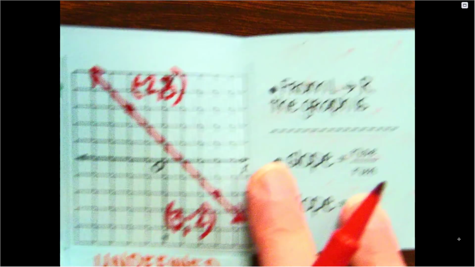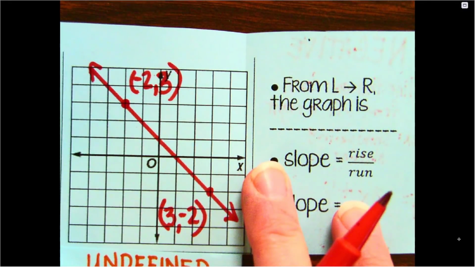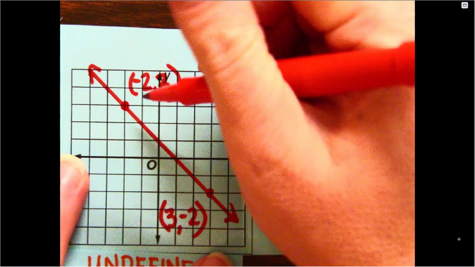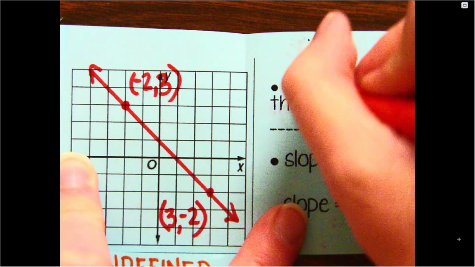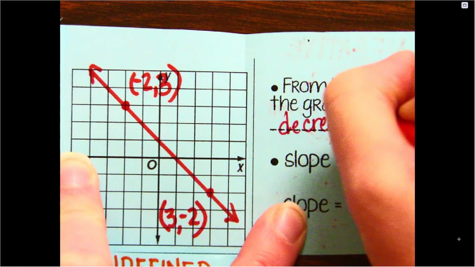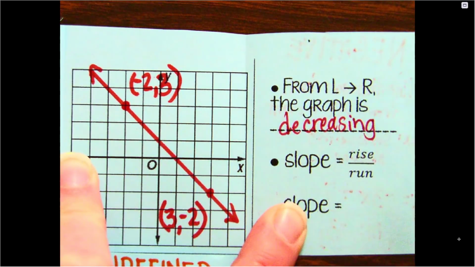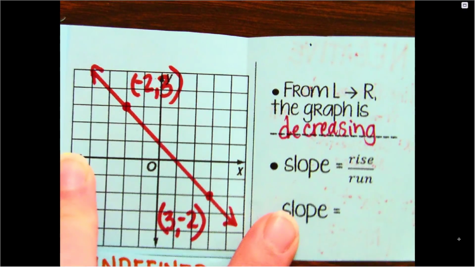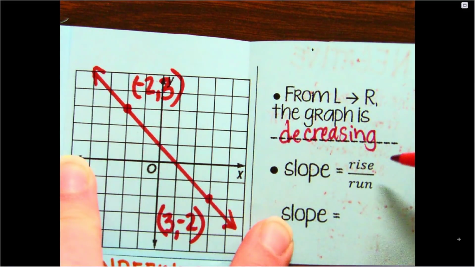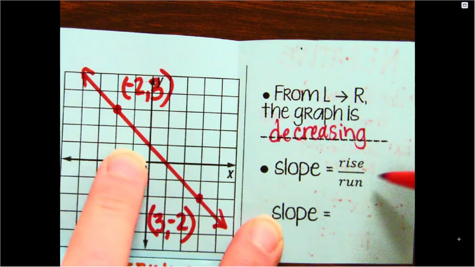Then on the inside, I've already got these two ordered pairs graphed, and then I've connected them with a line. So from left to right, that line is going to be decreasing. As one of those variables increases, the other one is going to decrease. Still a rise to run ratio, still a vertical change to a horizontal change ratio.